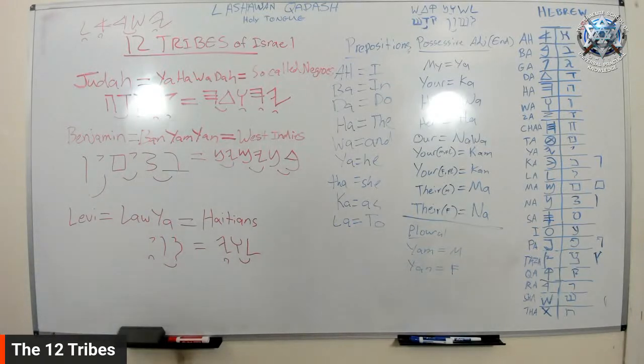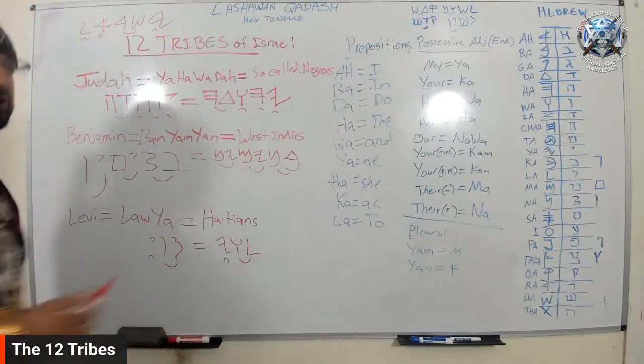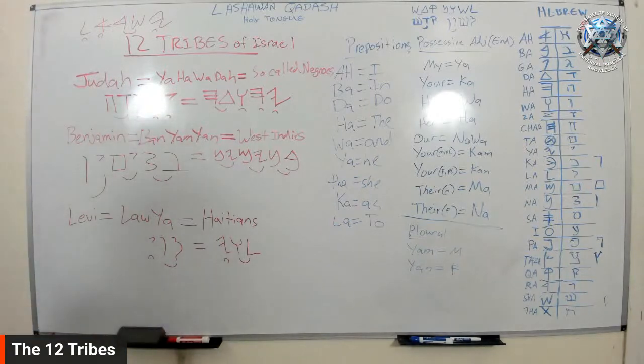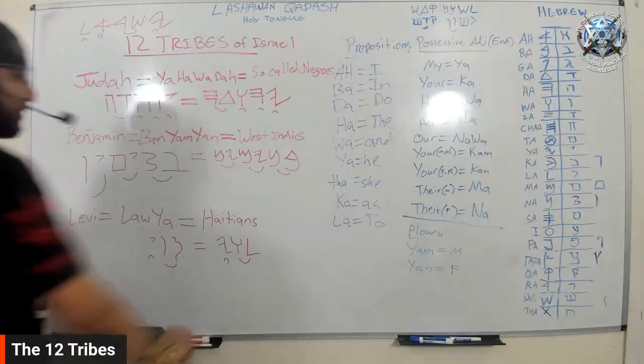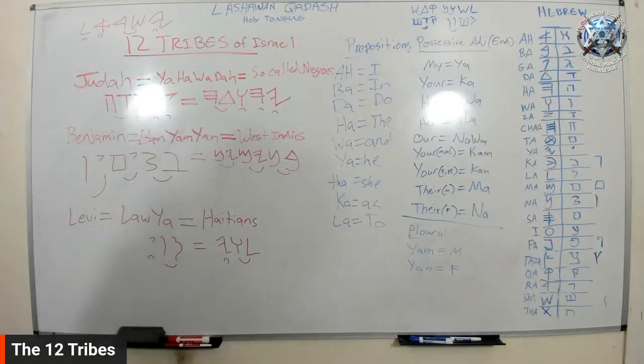All right, and I believe, if I'm not mistaken, the tribe of Levi means joined to me. Joined to me, meaning joined to the Most High, because originally the tribe of Levi were the tribe that was responsible for the duties of the priesthood.